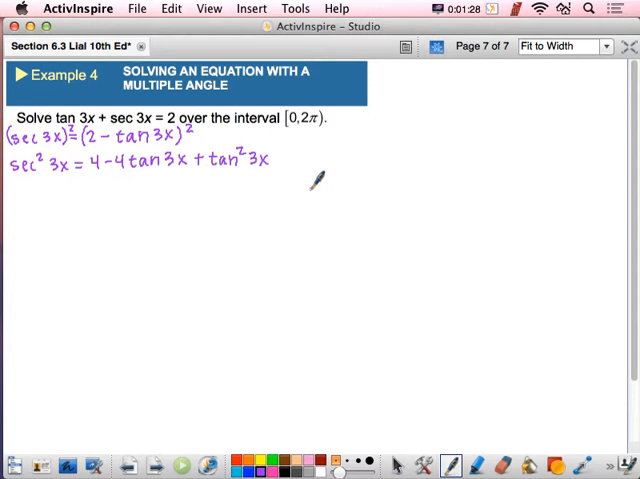Which looks much, much worse than what I started with, but it will now allow me to replace secant squared with 1 plus. What will it allow me to replace secant squared with? 1 plus tangent squared. That's my Pythagorean identity. So this will be 1 plus tangent squared of 3x is equal to 4 minus 4 tangent of 3x plus the tangent squared of 3x.